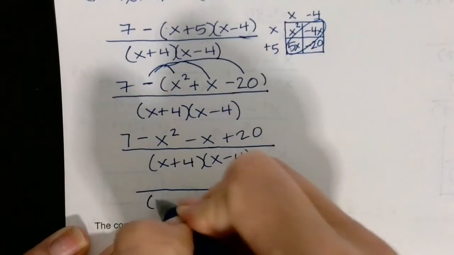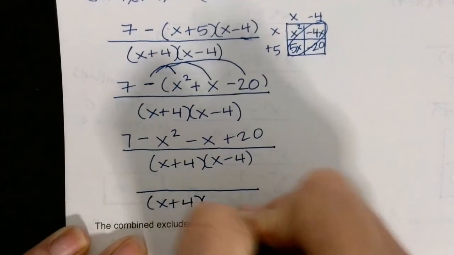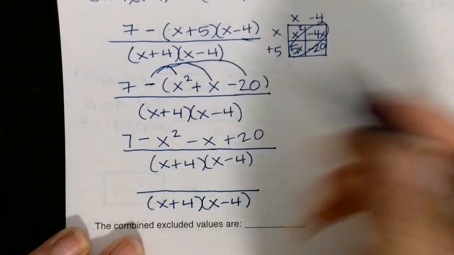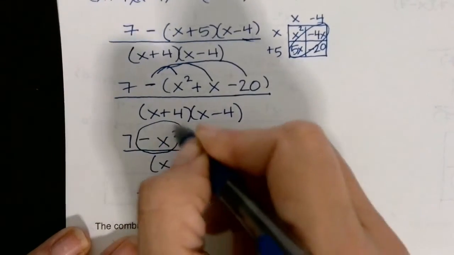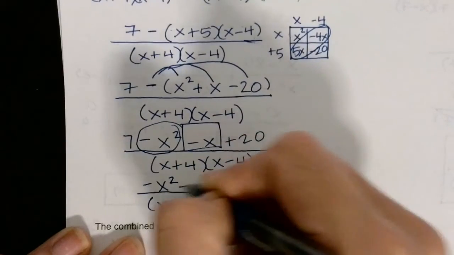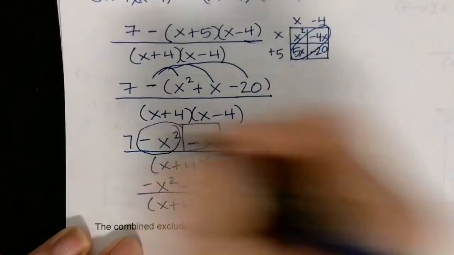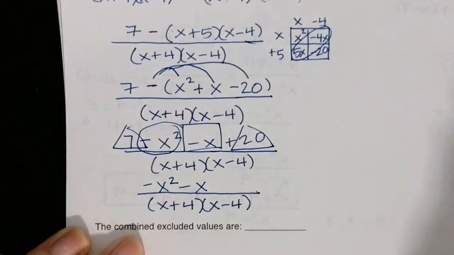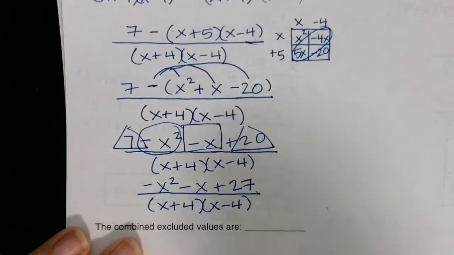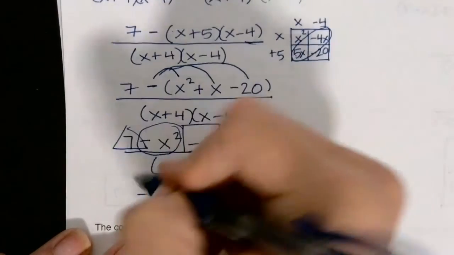So x plus 4. The common denominator stays with these problems when you're adding and subtracting fractions. So I have negative x squared, and then a minus x, and then I have the 20 and the 7. So plus 27. And that right there is our answer.